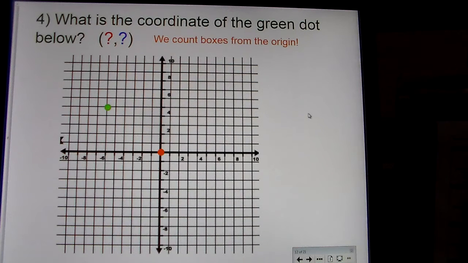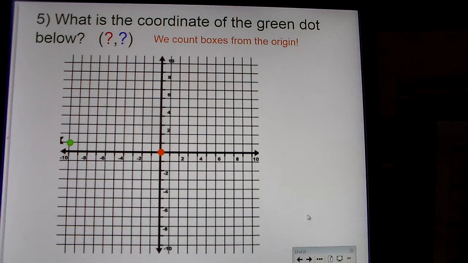Let's do one more. Where now this dot is 6 to the left, 5 up. How do I know it's 6 to the left? Well, I counted. 1, 2, 3, 4, 5, 6 to the left, and 1, 2, 3, 4, 5 up. So it's 6 to the left, so it's a -6. And it's 5 up. So it'll be -6, comma, 5. And that will be our answer.